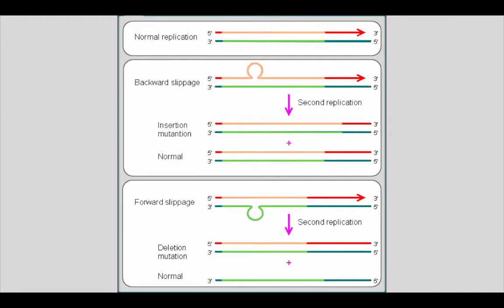You can see that both the salmon and green segments of the DNA molecule are shorter than they would have been if normal replication had taken place. This deleted genetic material represents a deletion mutation.